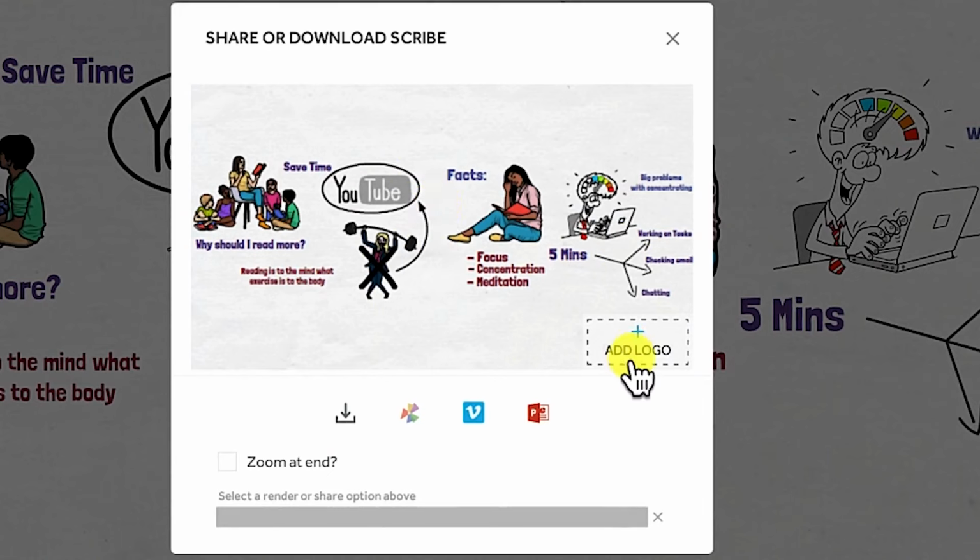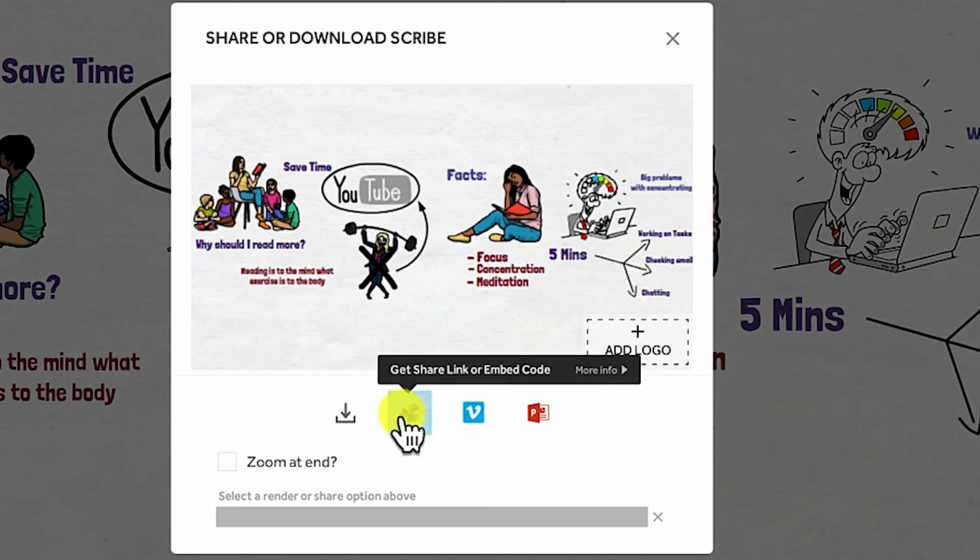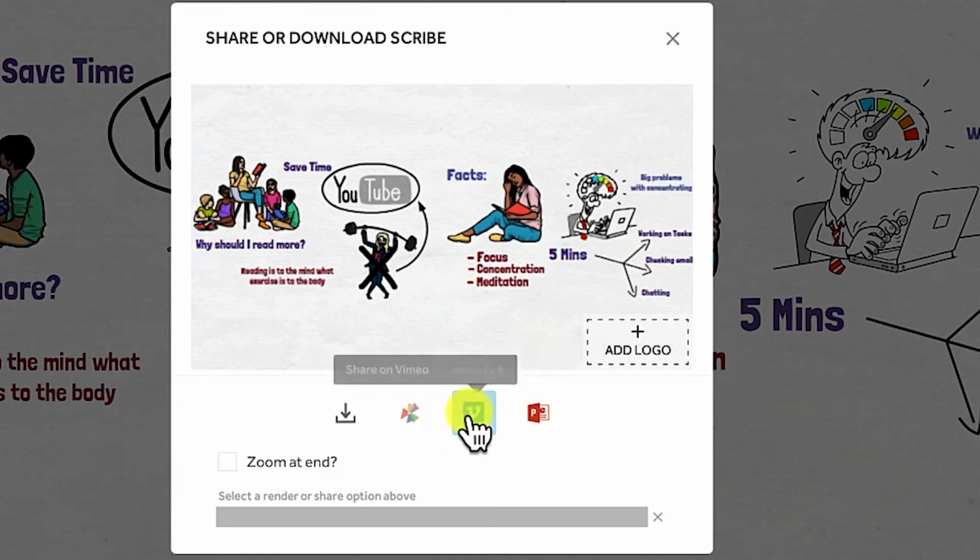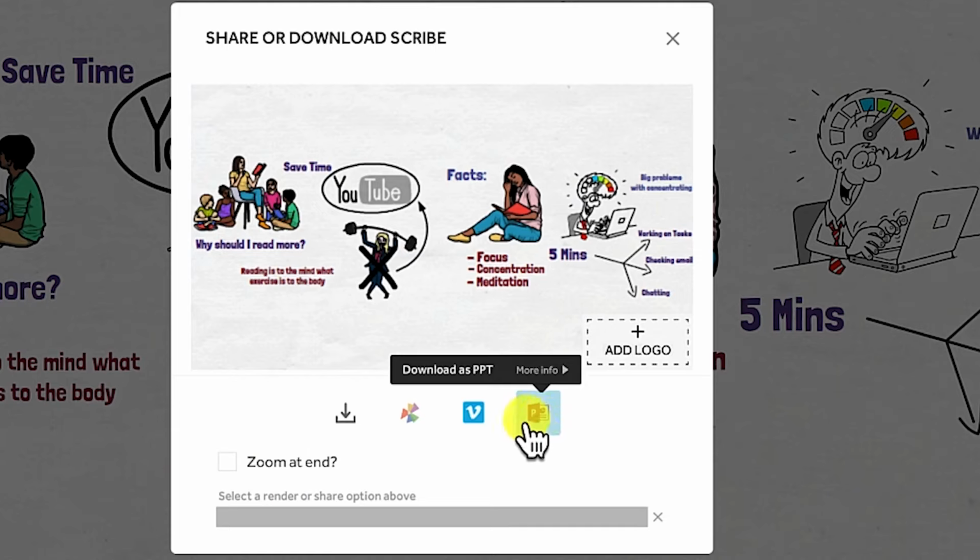You can add your logo over here if you want. You can add your logo inside the output video. You can add the logo directly from here, and then you can export. You can download the video on your computer. You can get a shared link that you can share with people and they watch it, and you can export it to Vimeo. If you have a Vimeo account, you can export, or you can export it as a PowerPoint. So these are the different exporting options that you have. You can add a logo, don't forget.